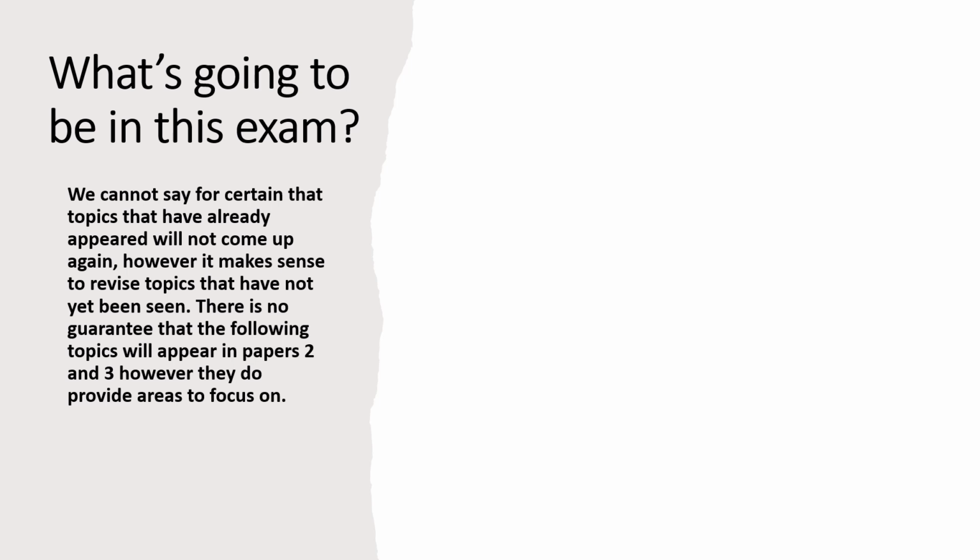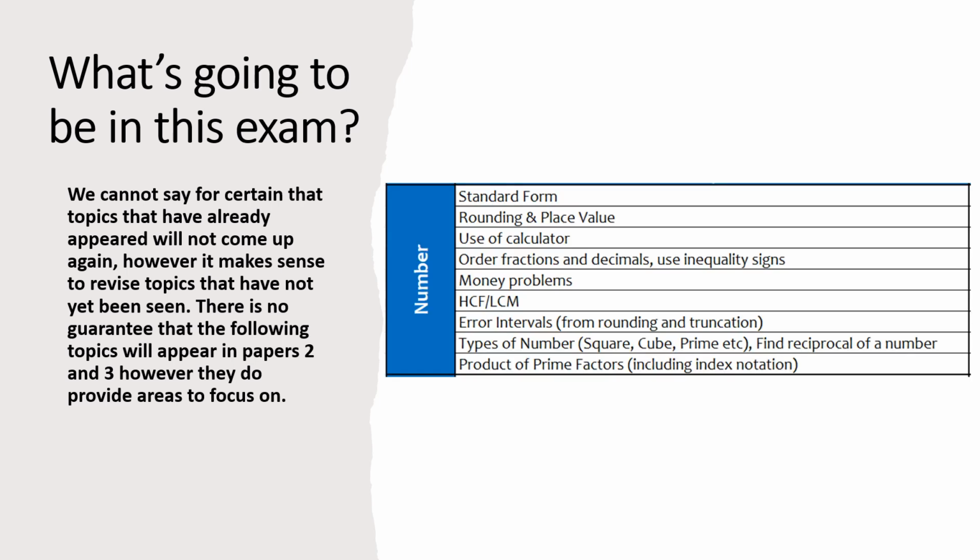I'm going to talk through this strand by strand, so thinking about topics, starting with the number strand. So lots of these things we didn't see in paper 1. We didn't see standard form. We didn't see anything to do with product of prime factors. So these two things would be a really, really good place to revise in the number strand, particularly standard form, particularly product of prime factors.